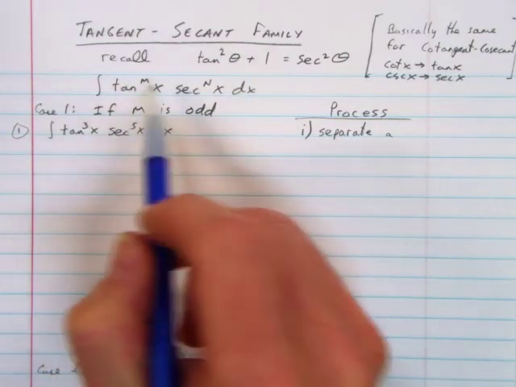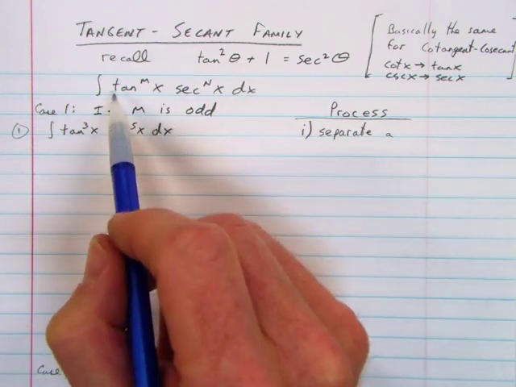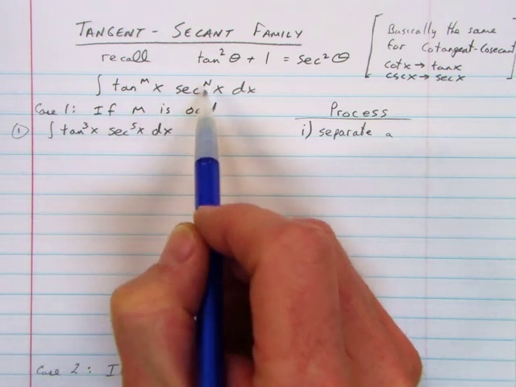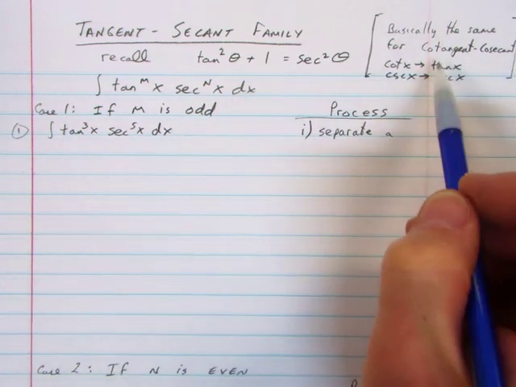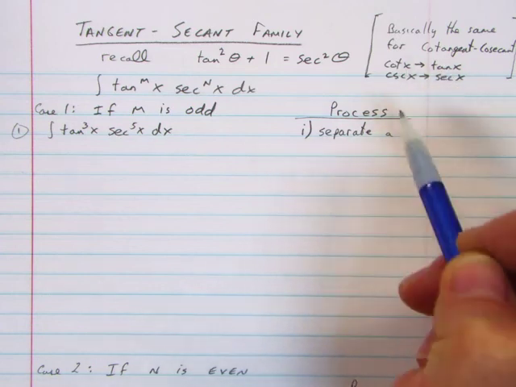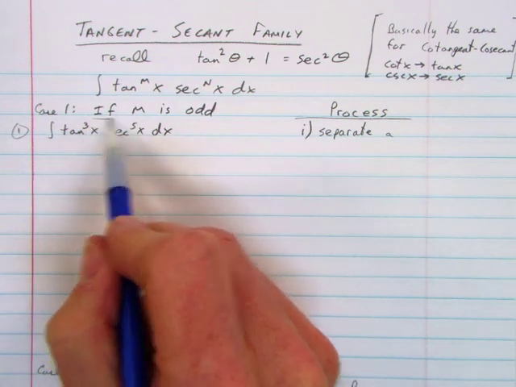Tangent secant family. Recall tan squared plus 1 equals secant squared. We're going to be integrating trig products of the form tangent to a power m of x times secant to a power n of x dx. And this is going to be the same thing for the cotangent cosecant. The only difference is instead of tangent you would have cotangent, instead of secant you would have cosecant. Alright, case 1. If m is odd.